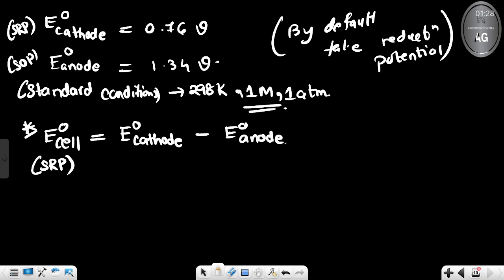Clear? E0 cathode minus E0 anode. Okay. Please remember this very important formula. E0 cell is always equal to E0 cathode minus E0 anode. Cathode minus anode. Now your question will be how to know which one is the cathode and which one is the anode.